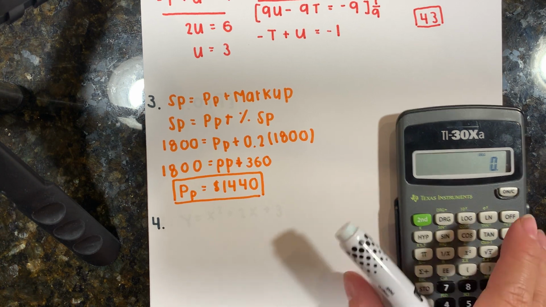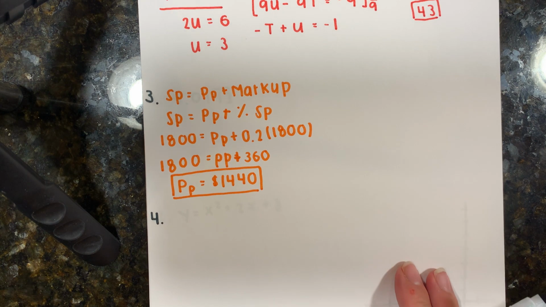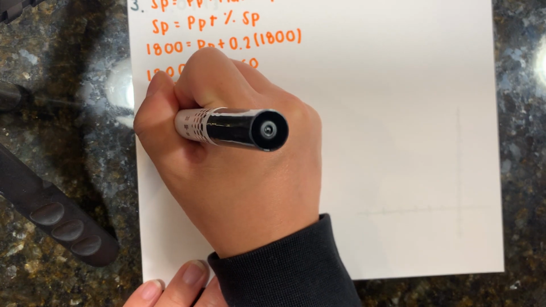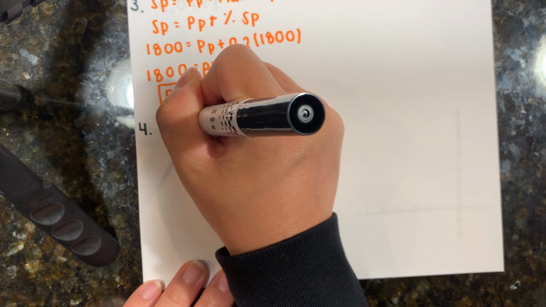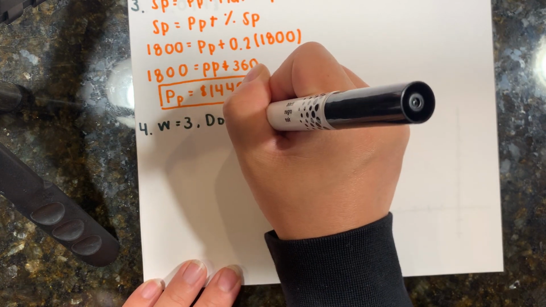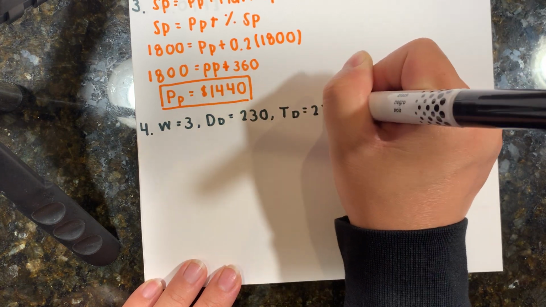Now looking at number 4, we have the Ochlockonee River meandered at 3 miles per hour. A fast boat could go 230 miles down the river in twice the time it took to go 85 miles up the river. What was the speed of the boat in still water and what were the times? Okay, so we have the speed of the current, so W equals 3. We have the distance downstream is 230. And the time down was twice the time up.